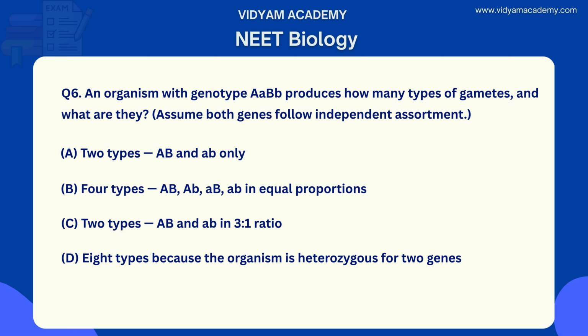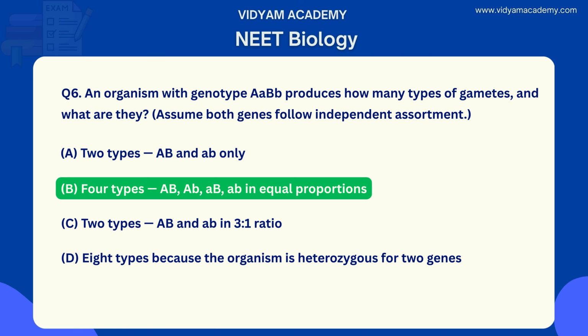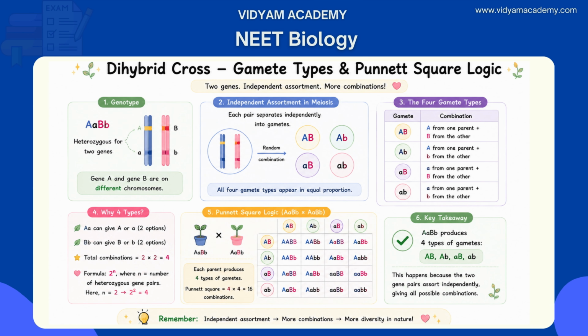The right answer is option B, 4 gamete types: AB, Ab, aB and ab. An organism heterozygous for two independently assorting genes forms four types of gametes in equal proportions. During meiosis, the Aa pair segregates A into one cell, a into another, and independently of this, the Bb pair also segregates B or b. The four possible combinations are AB, Ab, aB, and ab, each present at 25% frequency.